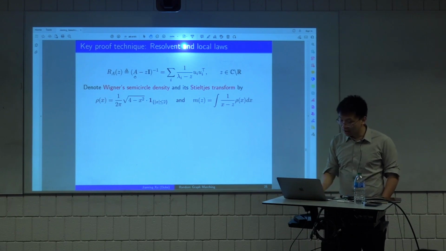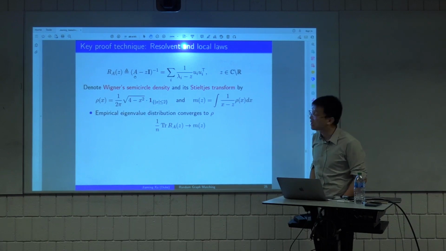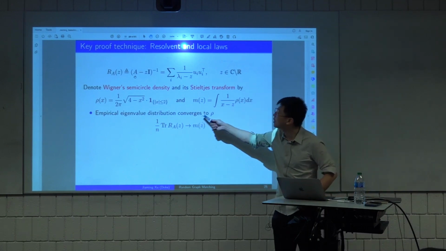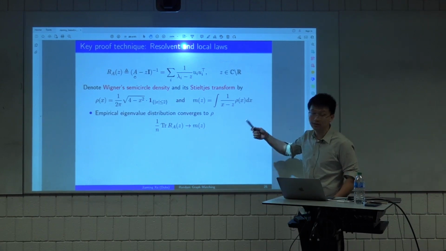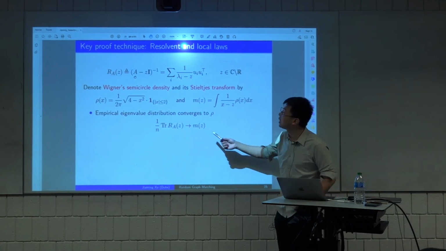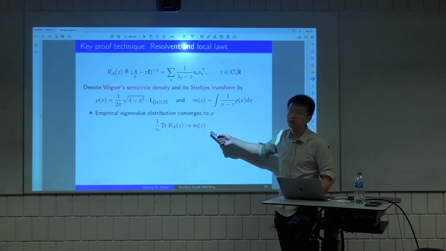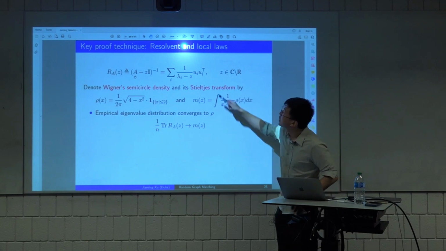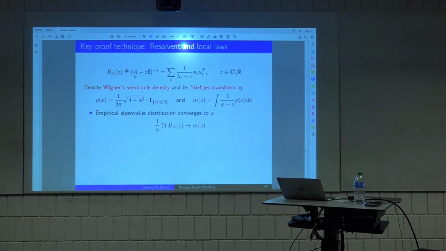And now the crucial thing is that, for example, random matrix theory shows that if you look at the empirical eigenvalue distribution of this matrix A, it should converge to this Wigner semicircle density. It turns out that one way to prove this is to directly show that the trace of the resolvent normalized by n goes to m(z). Why is that? Maybe I'll write it there.